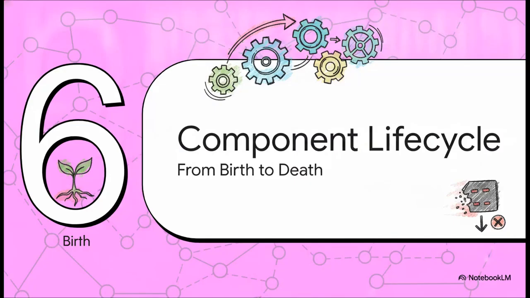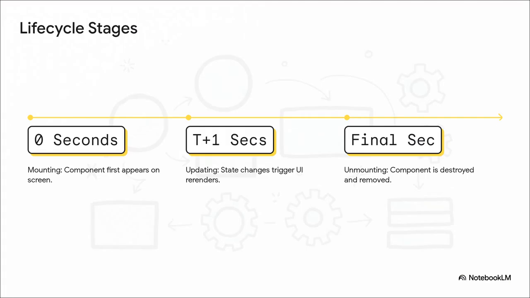Section 6, the component lifecycle, from birth to death. Let's look at the physical lifespan of these elements, because components aren't just static blocks. They are born, they live, and they die in 3 distinct physical stages. First is mounting. At 0 seconds, the component first appears and is injected into the DOM. Next comes updating. Whenever state or props change, the component re-renders its UI. And finally, unmounting. That's the moment the component is destroyed and wiped from the screen.